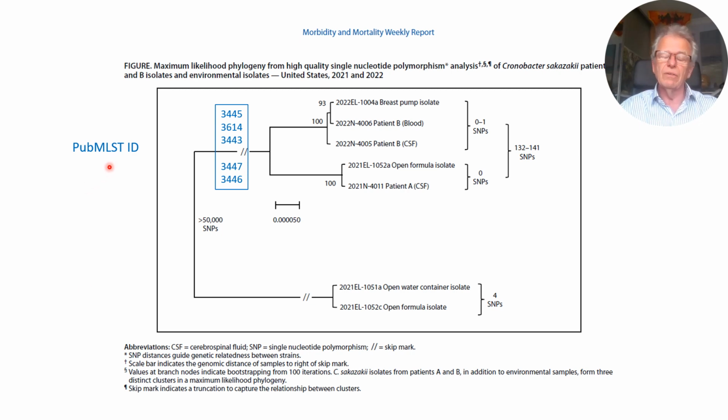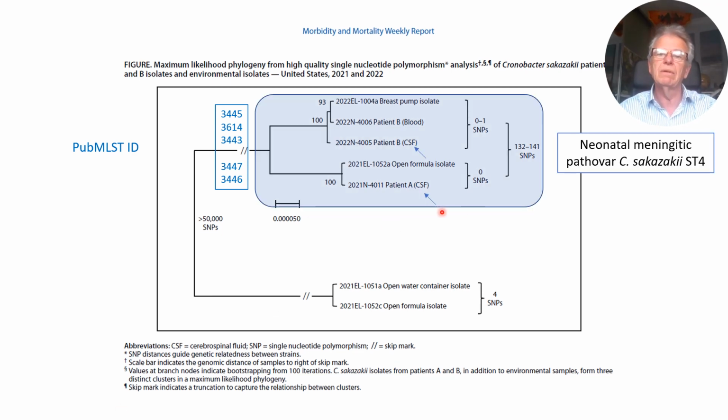Again, I'll add on the PubMLST strains so that you can go download the genomes of these strains yourself if you wish to. The point I wish to make is that that upper group are all that neonatal meningitic pathovar Cronobacter sakazakii ST4. Because the CDC don't do core genome MLST, they did SNP, so there's no mention in their paper that these strains here are the meningitic pathovar.